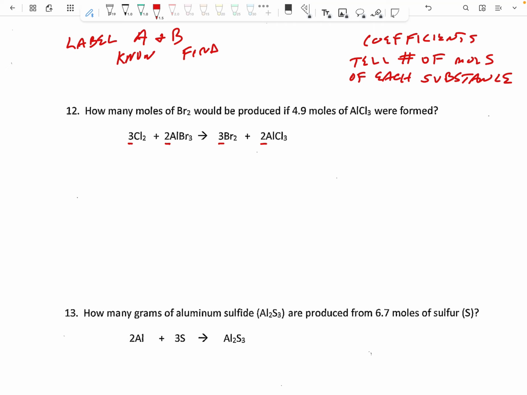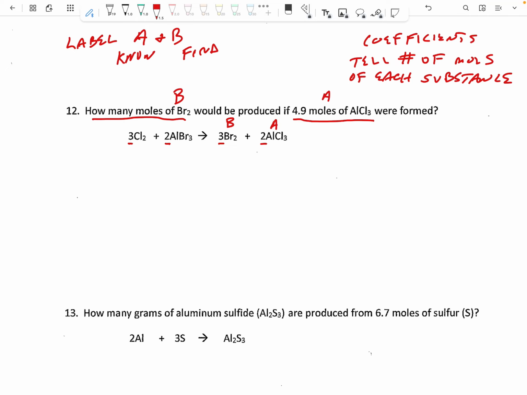So let's label this. This is what we're trying to find. How many moles of bromine? So we're going to label that B. What's also good for you to do is put that B right over there. That's going to help you. And what we know is 4.9 moles of aluminum chloride, and that's right here, and that's my A. It doesn't matter where it goes. I mean, it matters where it goes in the equation, but there's not a special sequence.